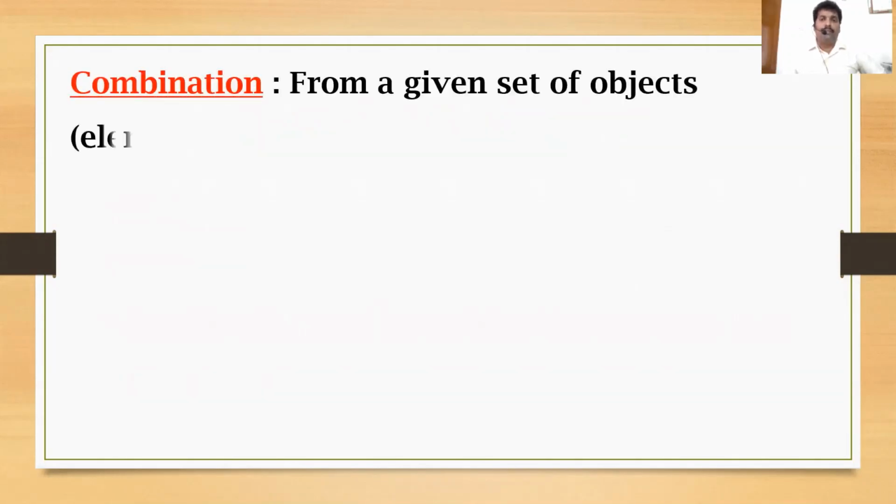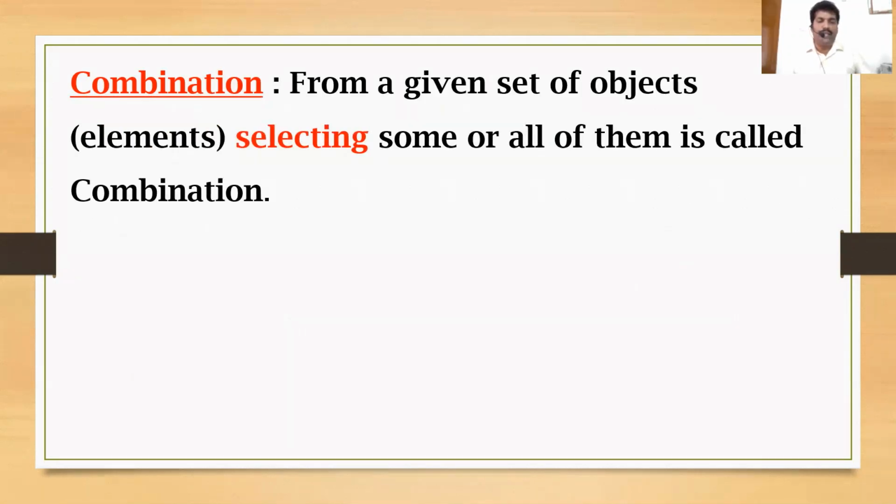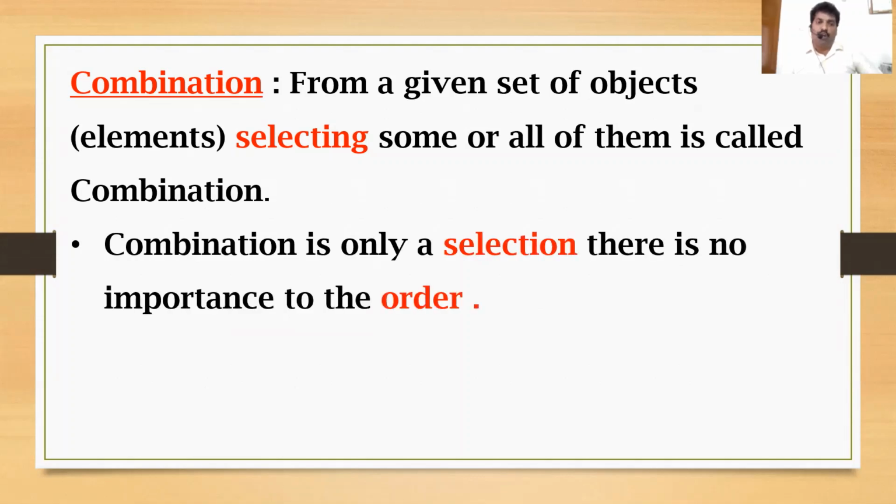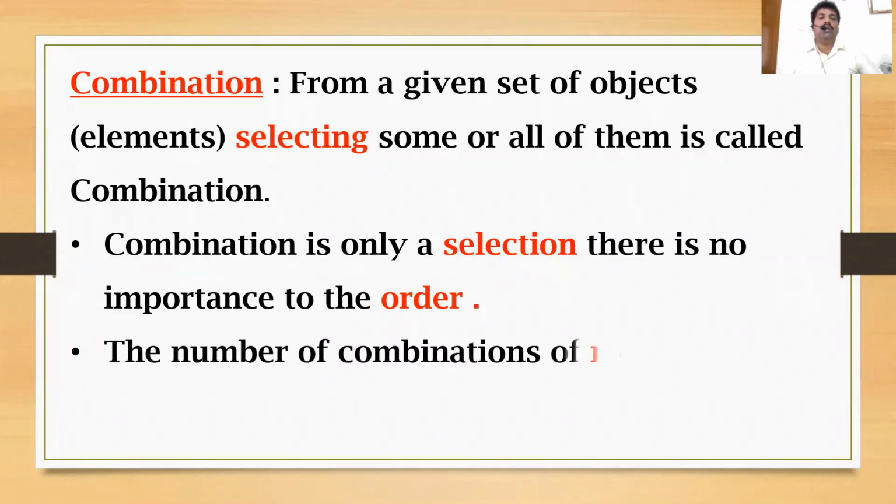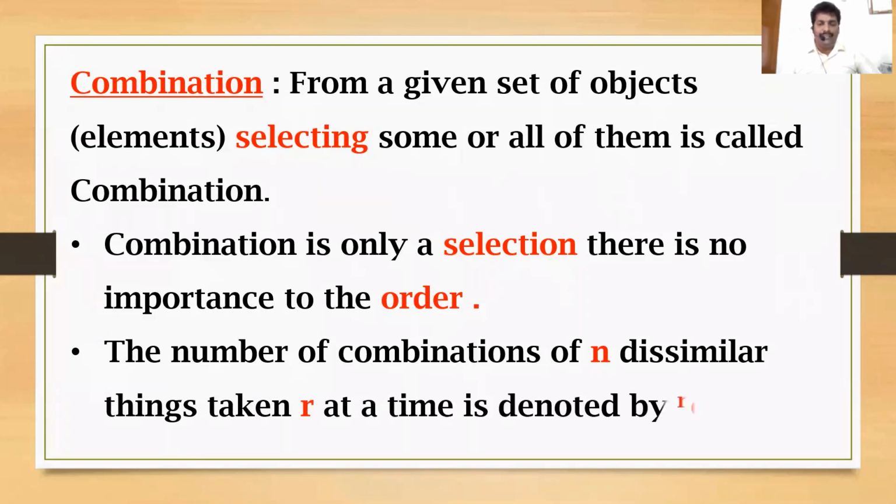From a given set of objects or elements, selecting some or all of them is called combination. So permutation means only arrangement, but combination means selecting the objects. Combination is only selection. There is no importance to the order. Whatever the order is, it will not be considered. Only selection will be considered.